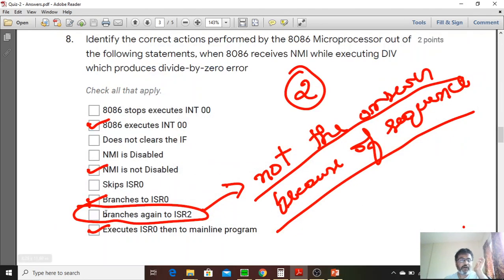So that's why this has got 2 marks. If you select these correct options only, you will get the marks. Otherwise, you will not get the marks. The sequence is also very important in the interrupt sequence. Hope this is clear for you.